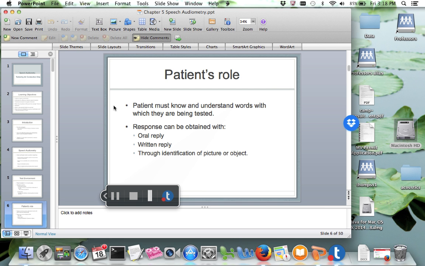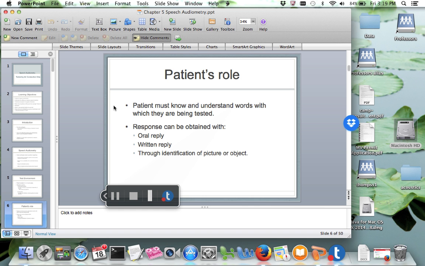Or for children that might not have the best expressive language, or for older adults who maybe have lost their ability to speak or have had strokes, I can have them point to a picture. For example, I would say, point to the picture of the bird, and there would be a test with a few different pictures on it, and the patient would be asked to point to a picture instead of expressing it orally or written.